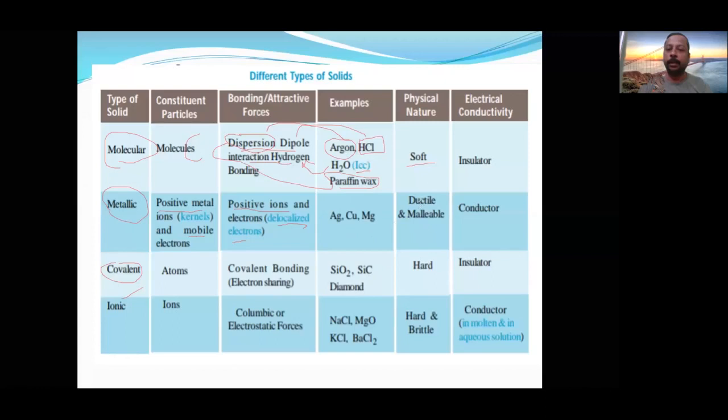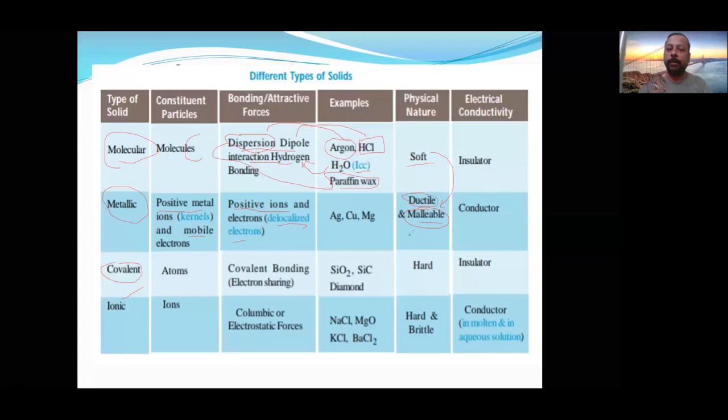Here molecular solids are soft, but metallic solids are hard, ductile and malleable. Ductile means that they can be drawn into wires. If they can be drawn into sheets, then they are called malleable. Malleability is converting into sheets. Ductile means converting into wires.